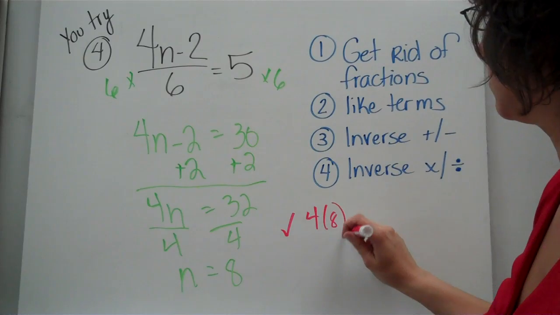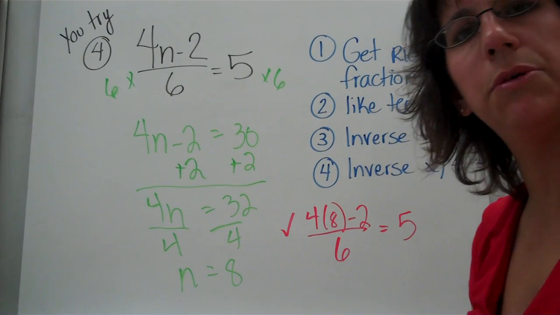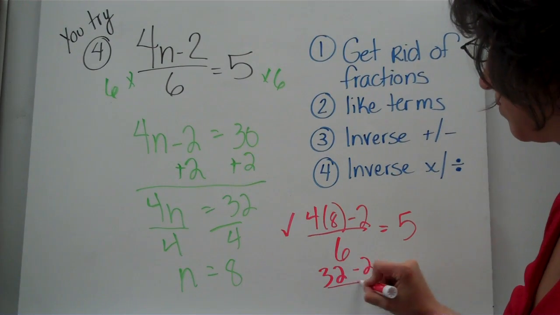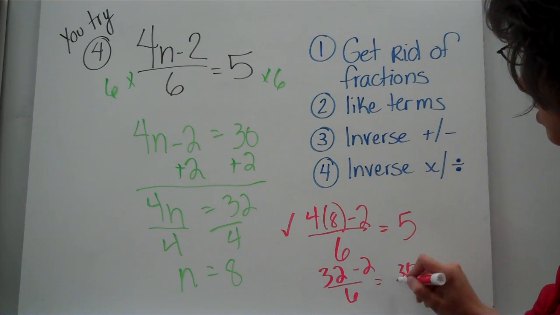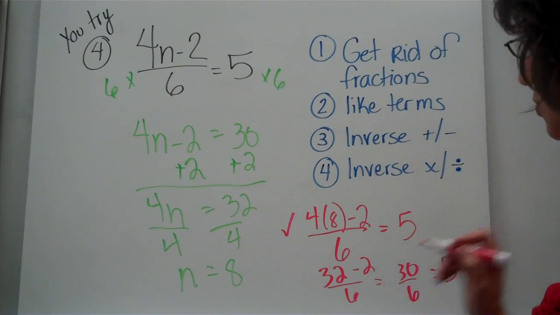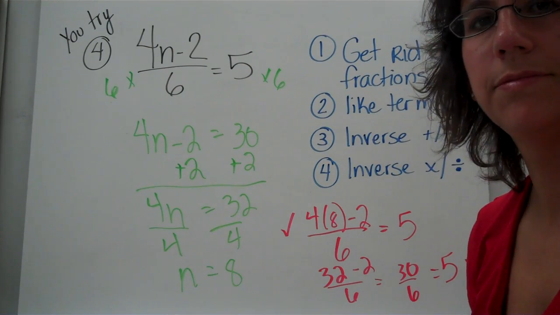4 times 8 minus 2, divide by 6. The question is, does it equal 5? Well, let's see. 4 times 8 is 32. 32 minus 2 is, of course, 30. Is 30 divided by 6 5? It sure is. So yes, N does indeed equal 8.